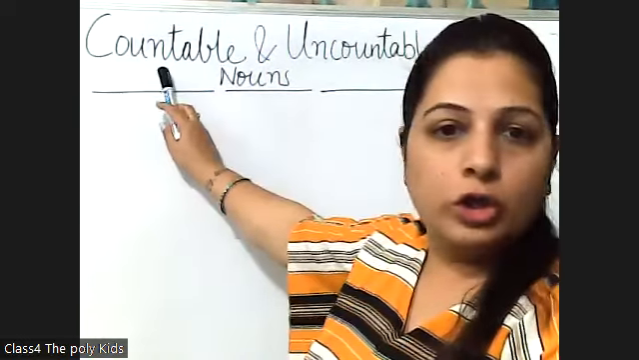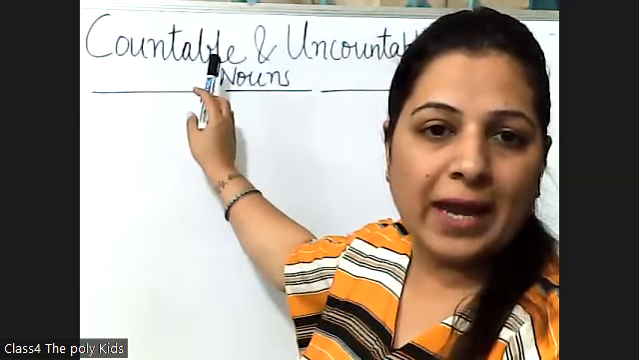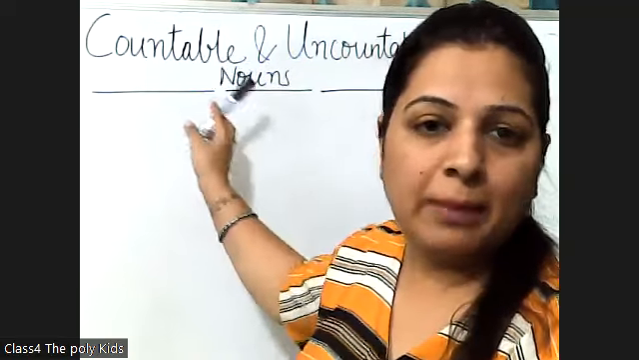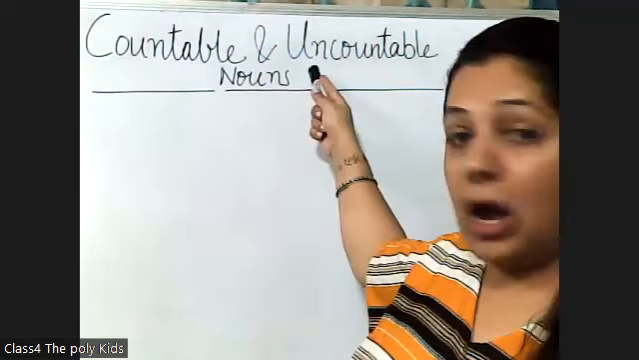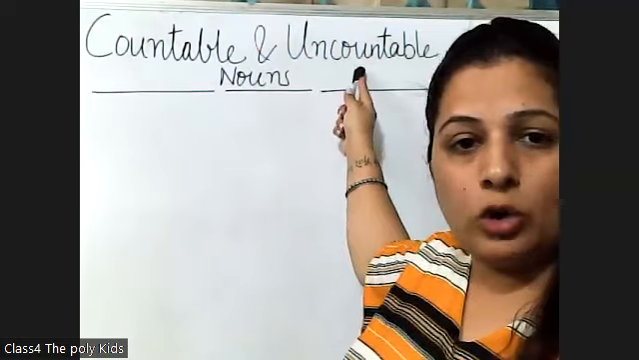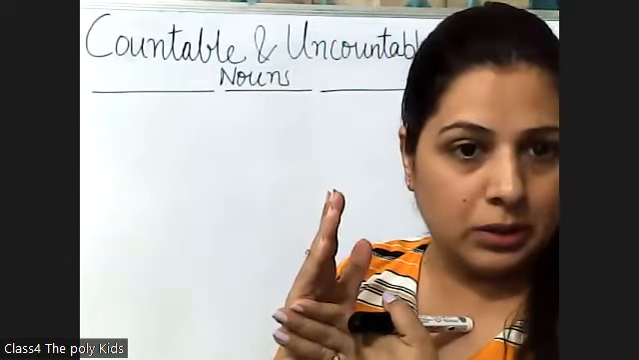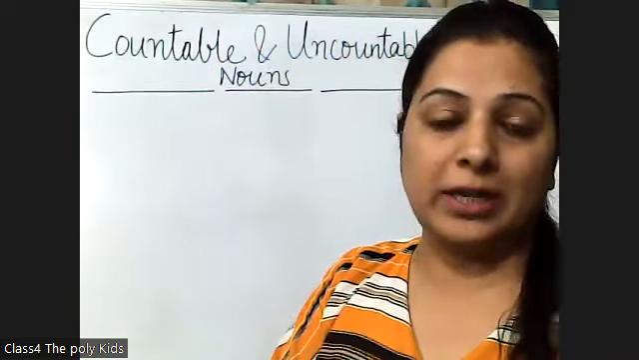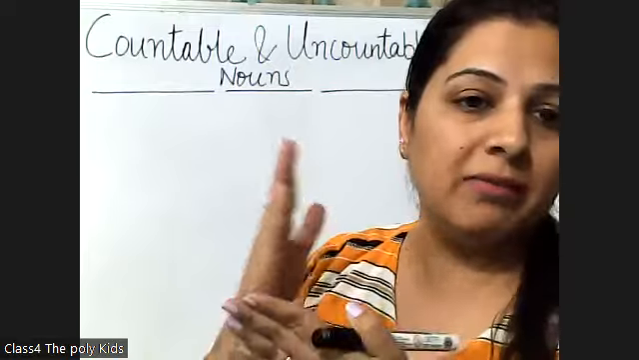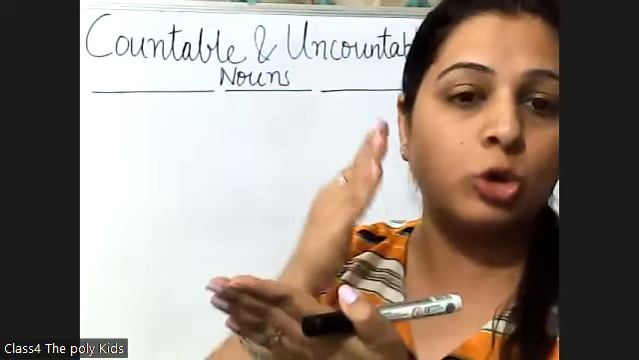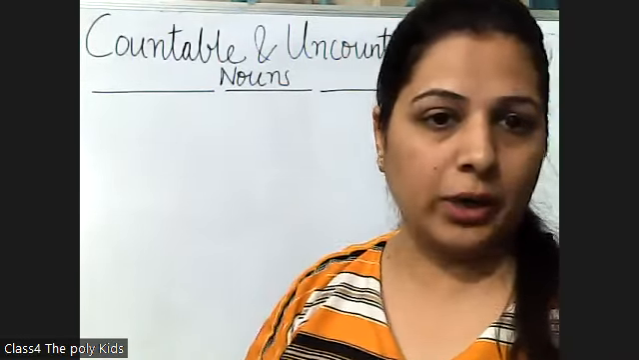Countable. COUNTABLE. COUN, count, table. TABLE, table. And then uncountable. UN, count, TABLE, table. So you can divide the word. Okay, if there is a bigger word, if you are not getting the spelling or you find it a little hard to learn, you can always divide the word. You can break it apart, then you can learn and then you can write. Okay, done?